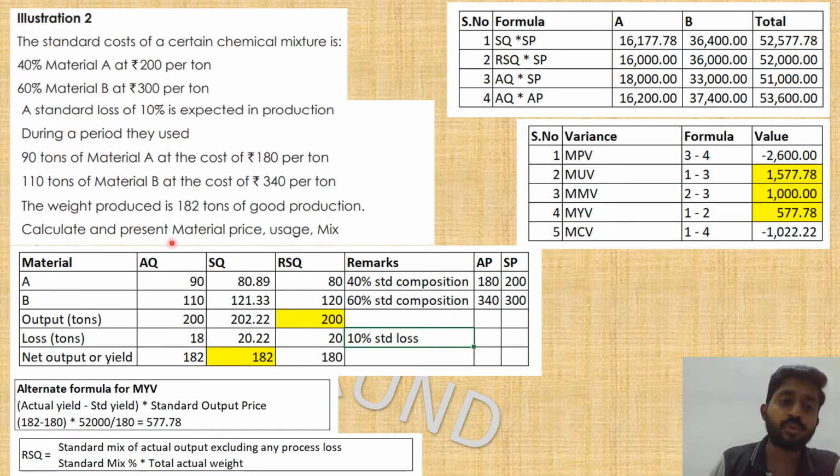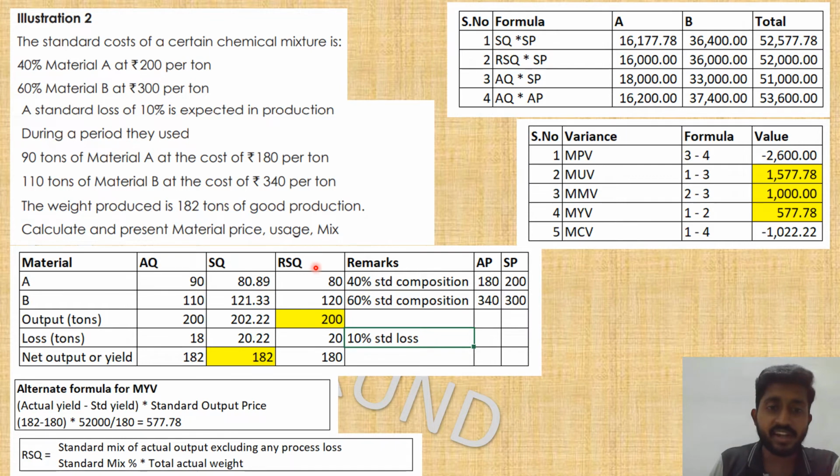But how much output has come? 182 tons has only come as good production. So 182 is the net output, or yield, is only 182. So how much is missing? 18 tons is missing, so I am accounting that as loss. So these are all the actual data. Now we will go to the revised standard data. What is revised standard data? Next we have to go to revised standard quantity, and then only we have to come to the standard quantity.